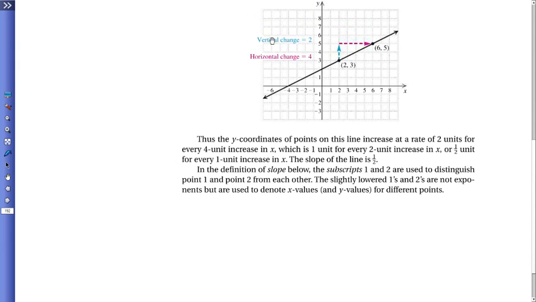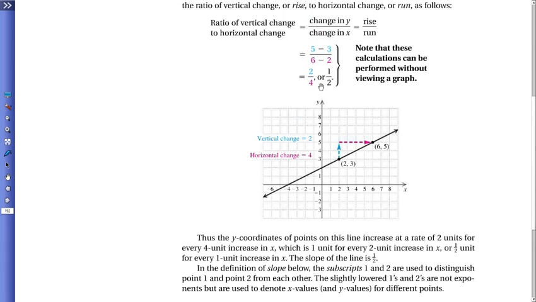And that's how they say we have vertical change and horizontal change. In other words, if we simplify that fraction, we end up with 1 over 2, which means if I want to go to the next point on my line in this case, I could go up 1 and to the right 2. And look at that, you'd be right on that line again.